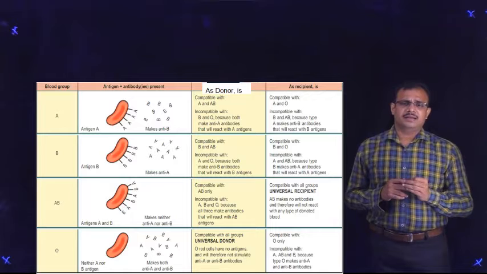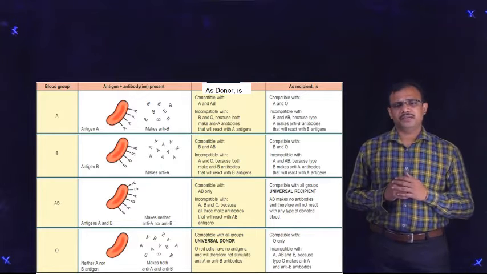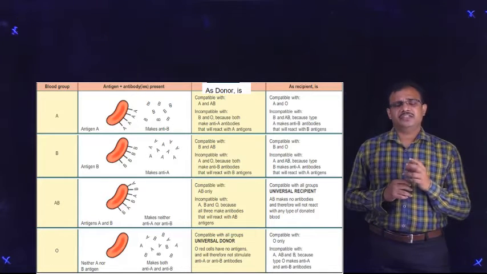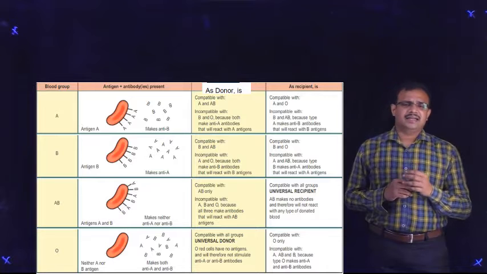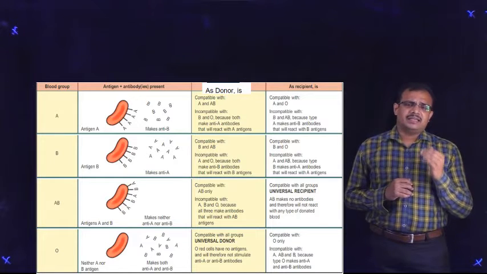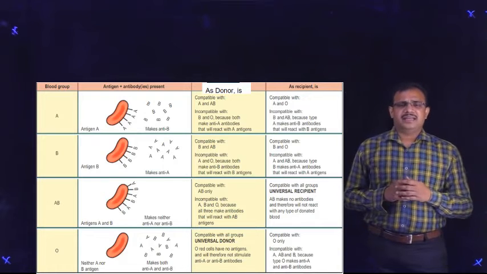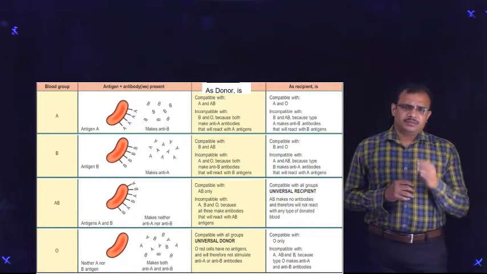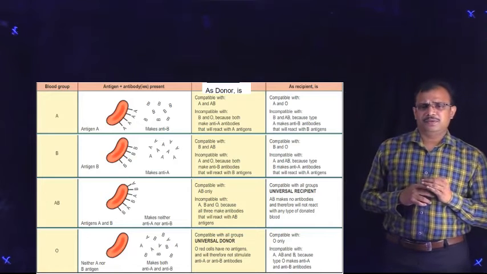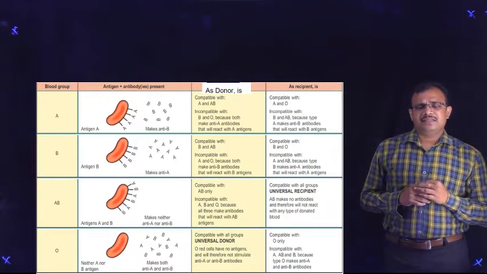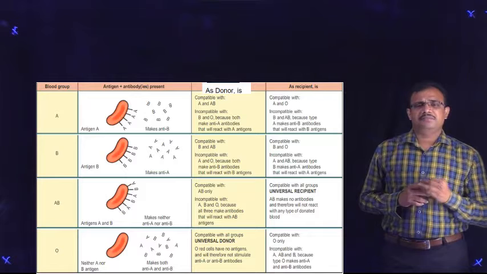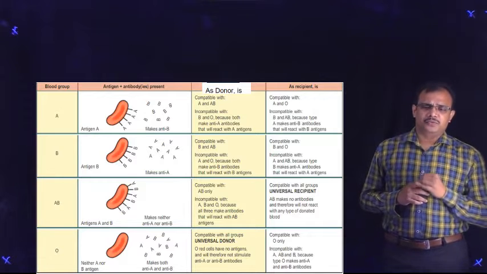whereas the individuals with B group have B antigen on their surface and have anti-A antibody in their blood, and as a donor they can donate blood to either B group or AB group, whereas as a recipient they can receive blood from B group and O group.